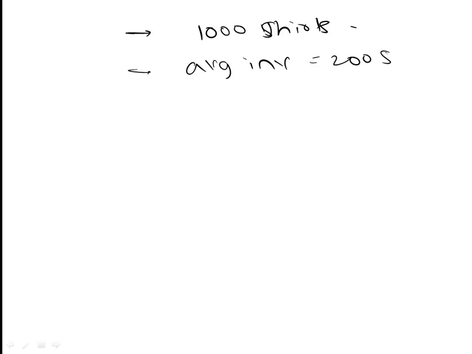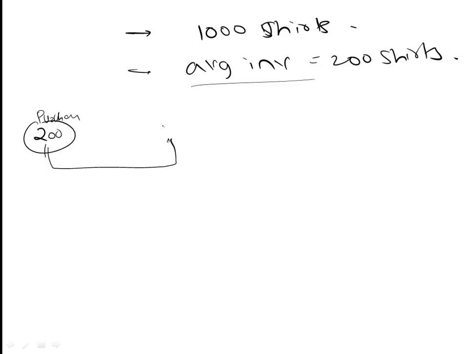During the year, the total number of shirts sold is 1000 shirts. But at any point of time, the average inventory was only 200 shirts. If we simplify this, the business owner must have purchased 200 units of shirts, kept them with himself for a few days, and then on a particular day sold 200. That means during this period, the average inventory was 200. Then immediately after making sales, he purchased again and sold again.